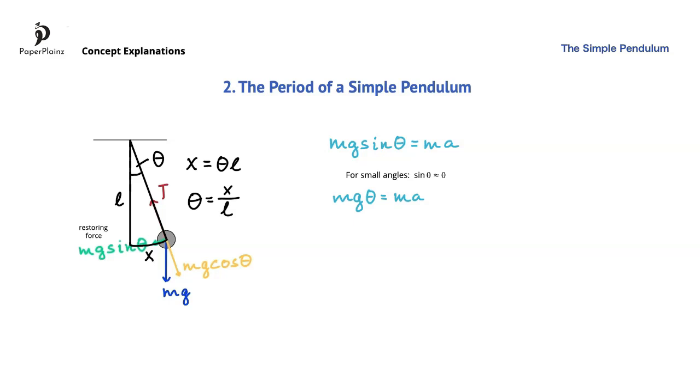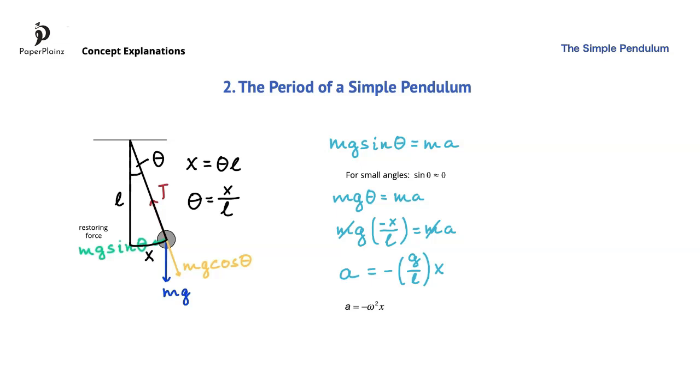Substituting this into our equation, we get that m times g times negative x over L is equal to m times a. I am using negative x in the equation because I want to show that the direction of the displacement, so x, is opposite to the direction of the acceleration, so a. We can cancel m and slightly rearrange the equation to give us a is equal to negative g over L multiplied by x. We learned earlier that a is equal to negative omega squared times x. Omega in this equation is angular frequency.